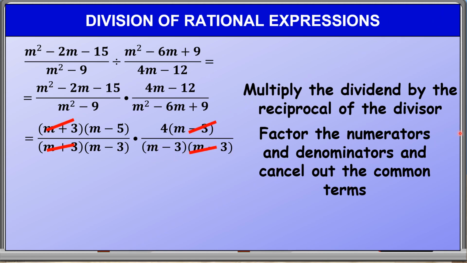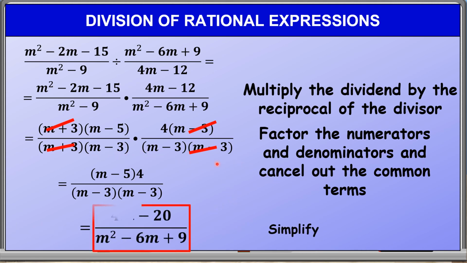Next, we cancel the common factors in the numerator and denominator. What remains is m minus 5 times 4 in the numerator, because that is what is left, then m minus 3 times m minus 3. So the simplified form is 4m minus 20 all over m squared minus 6m plus 9. Okay? Okay with that? Let's proceed to the next one.